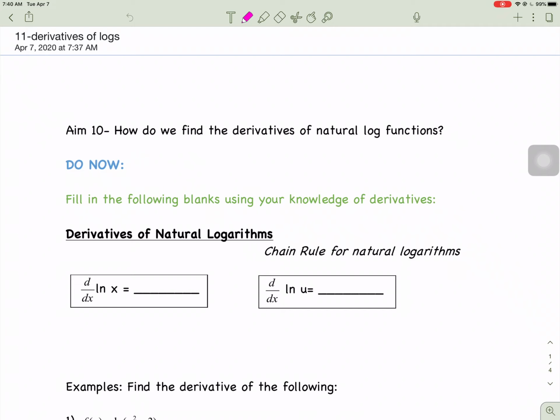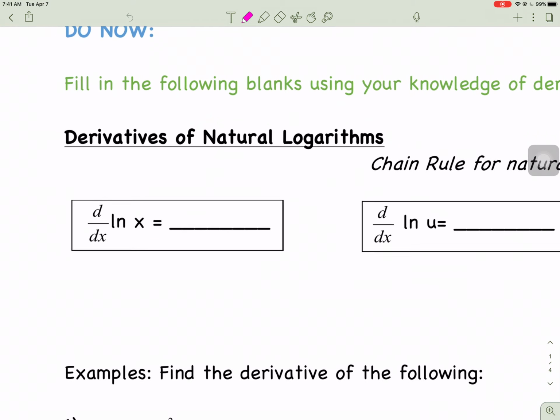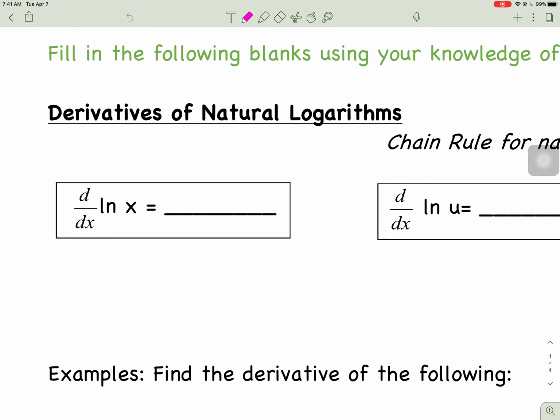So after derivatives of trig functions, we're going to look at how do we find derivatives of natural log functions. So, derivative of natural log. First rule, it's kind of like a chain rule again, where you take the derivative of the outside and then the derivative of the inside. So here, what is the derivative of ln of x? d over dx of ln x is 1 over x.